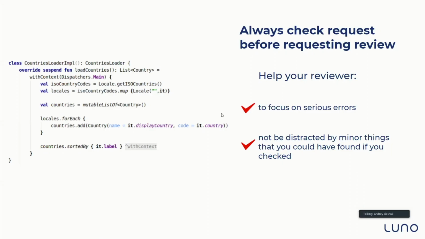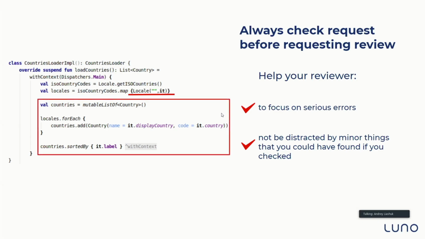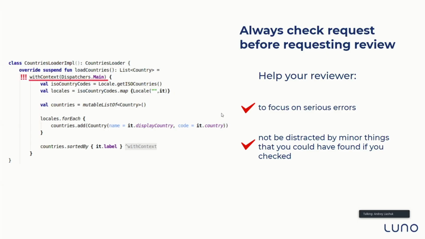Another one is to always check the request before sending it to review. During self-checking, some small, sometimes even serious mistakes can be noticed. It will prevent the reviewer from losing focus on minor errors and let them focus on more serious ones. Take a look at an example. Here I made a few mistakes. I forgot about formatting, and this code can be improved by using the map operator. But we missed that this code ran on the main dispatcher. This is a serious mistake, but we focus on less important things.